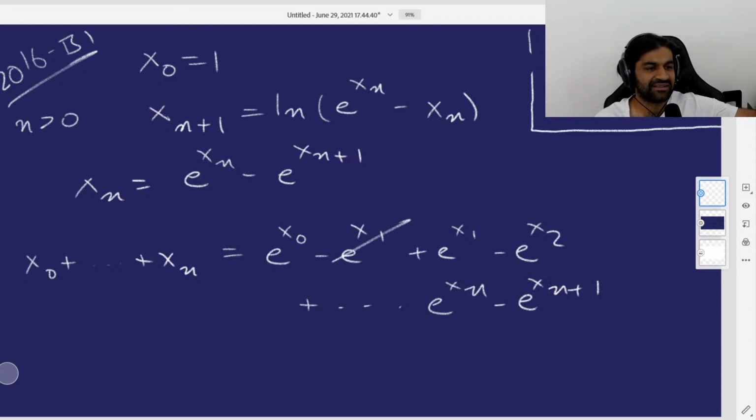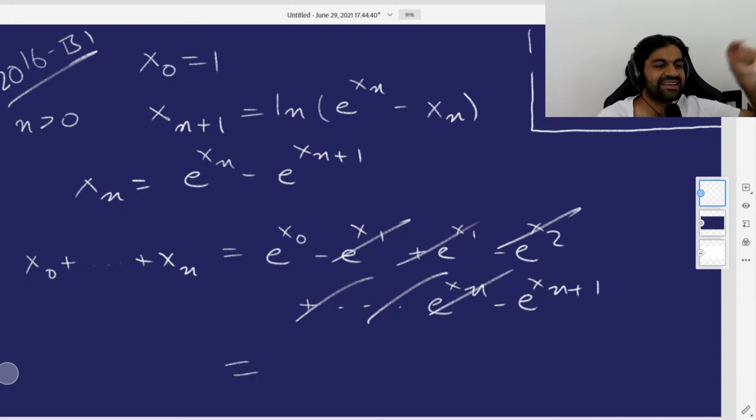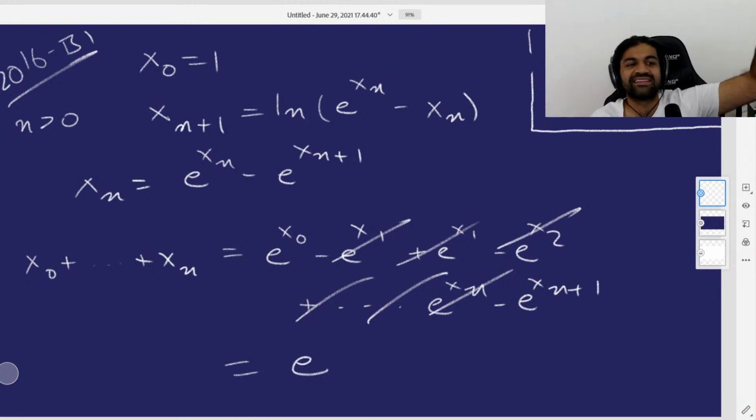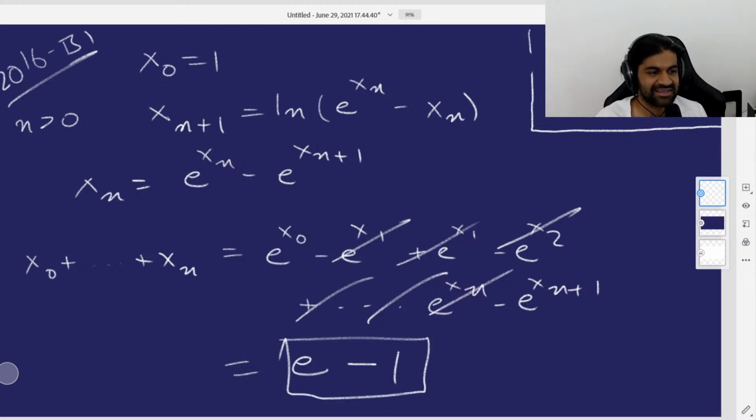And so significant cancellation happens. This is the telescoping argument people were alluding to in chat. e to the x0 is just e, and by looking at the limit of the sequence, you can figure out that the x_{n+1} part is going to 0. And so e minus 1 is the limit of this. I shouldn't say equal to, I should say the limit as n goes to infinity. Okay, a little sloppy at the end there, but I hope that all made sense.